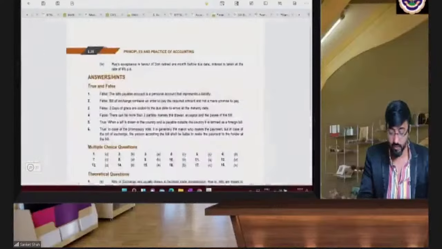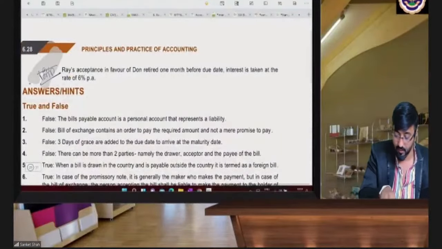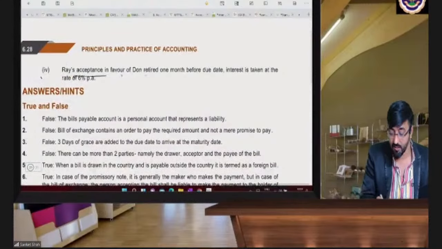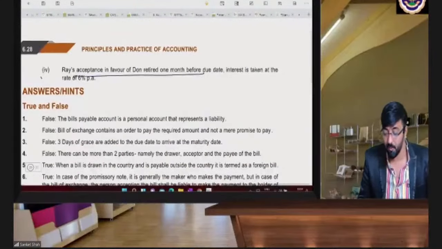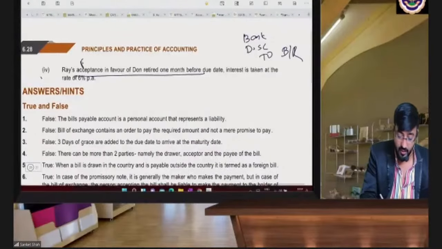And the last one. Now this is important, but very simple. Own acceptance in favor of Don retired one month before due date. So bank account debit. Discount account debit. To own acceptance, so this is bills receivable.